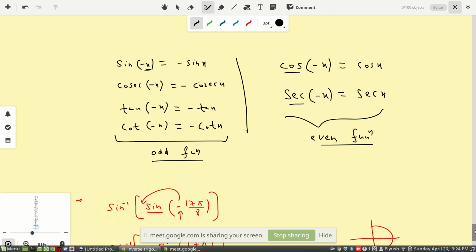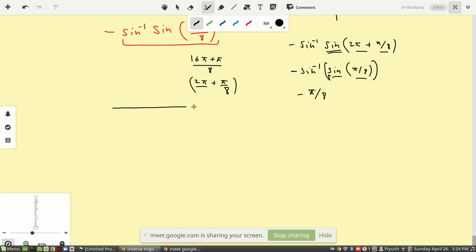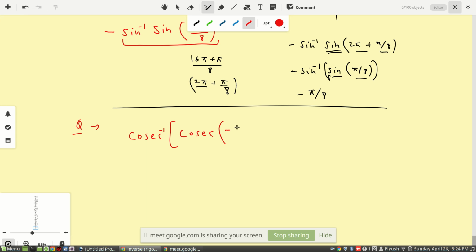So you can see this again. For these 4 trigo, the negative inside will come outside, and for these 2 cases the negative will vanish, which means it will not affect anything. So the question is cosec inverse of cosec of minus 14 pi by 6. Solve this.